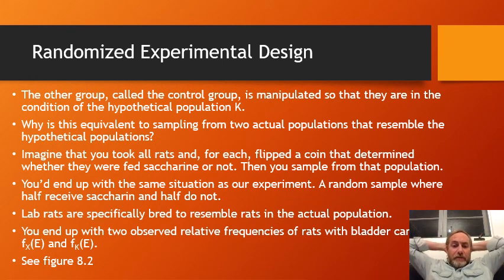The lab rats are bred specifically to resemble rats in the actual population of actual rats, so that inference is fair enough. What you'll end up with is two observed relative frequencies of rats with bladder cancer: the frequency of the effect in X and the frequency of the effect in K. So let's look at the figures here.